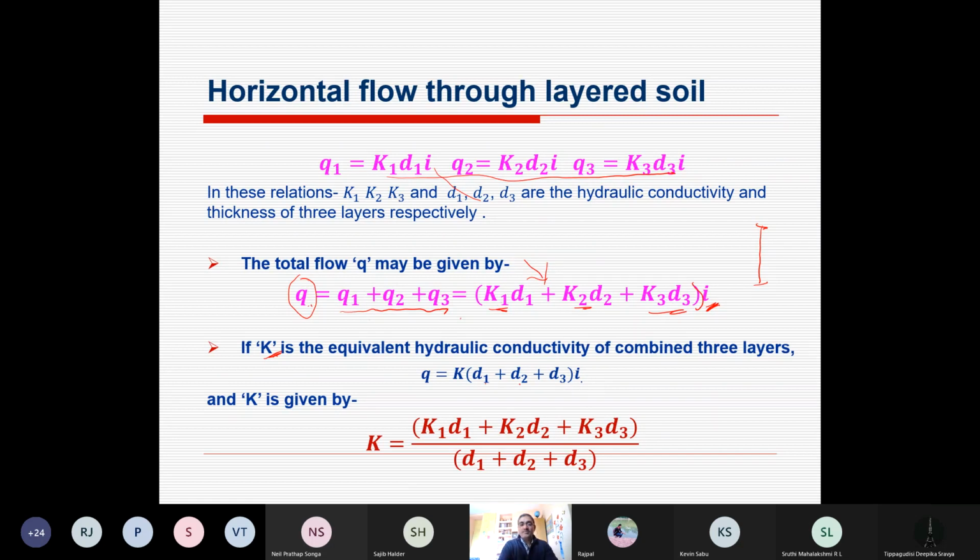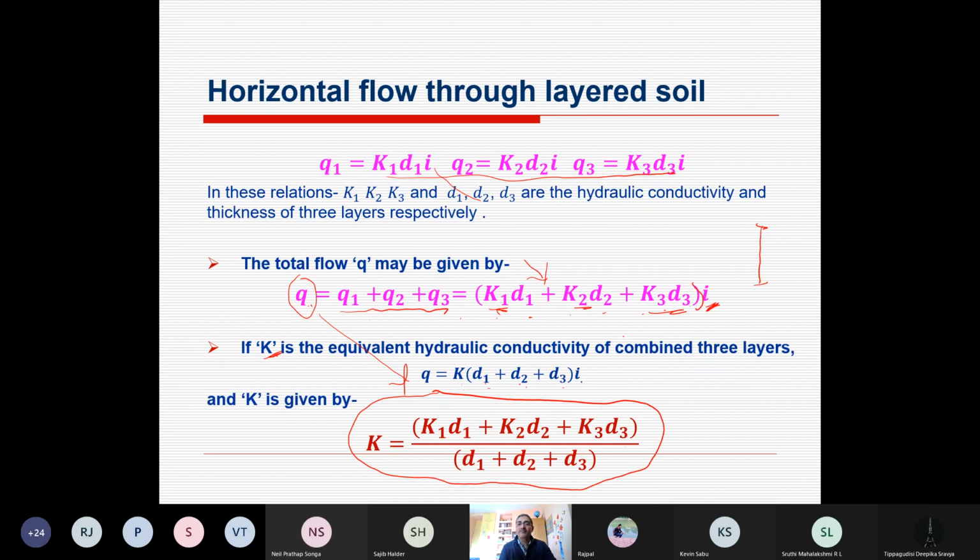And if we equate these two, we can find out K. K is equal to K1 D1 plus K2 D2 plus K3 D3, divided by D1 plus D2 plus D3, because I is the same here. So in that sense, we can find out the hydraulic conductivity of layered soil when we are considering horizontal flow conditions.